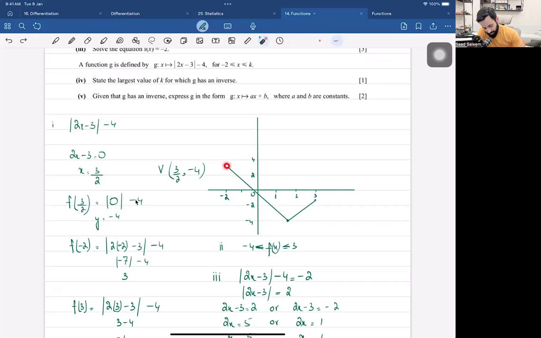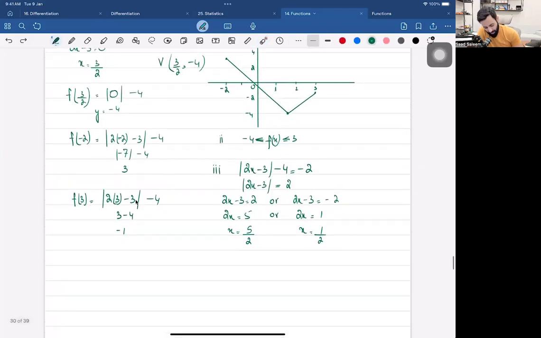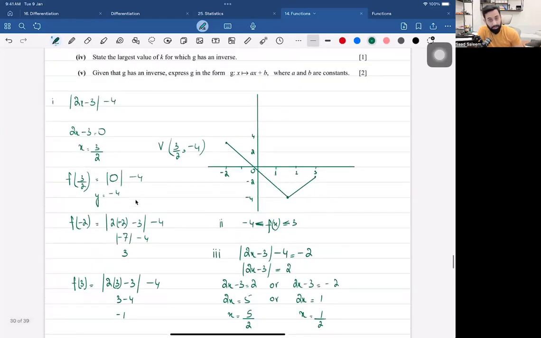So if we start from here, because it says from minus 2 to k, from minus 2 onwards, it's a one-to-one function. Why? Because it's decreasing, decreasing, decreasing up until this point. And after this point, it starts to increase. That means from this point onwards, it's no more a one-to-one function. And what's the x-coordinate of this point? We just worked it out. It's basically 3 upon 2. So that means the largest value of k for which it has an inverse is 1 upon 2. And there you go, one easy mark.